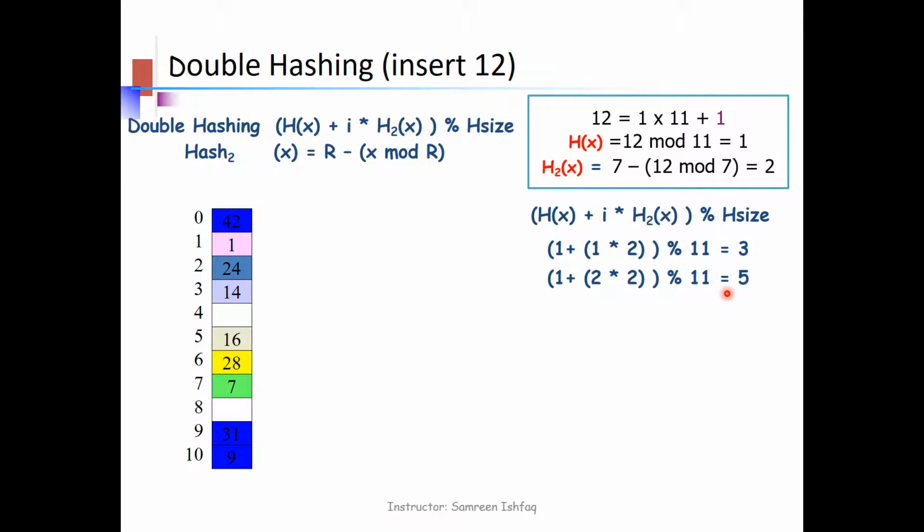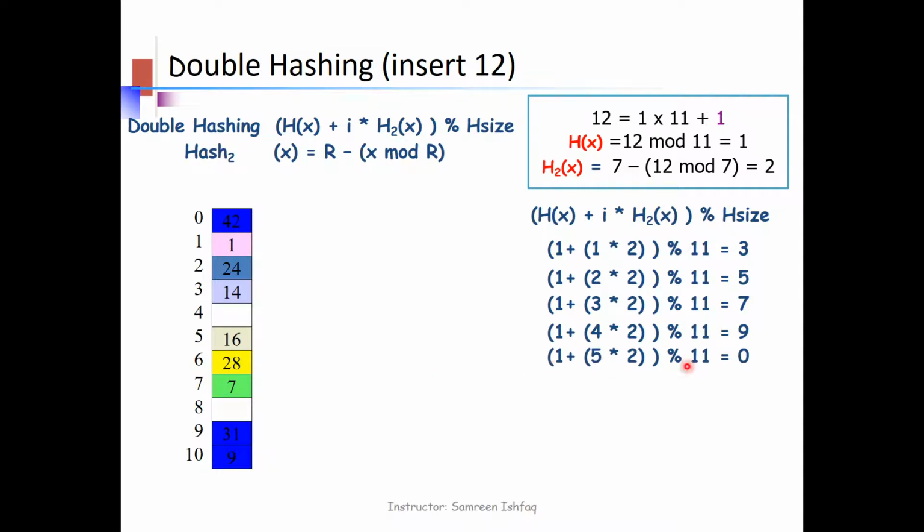So the value is now 5. We will try to insert 12 at index 5, which is already filled. Again a collision occurred. So the total number of collisions till now is 3. 1 plus 3 multiplied by 2 is equal to 7. We will try to insert 12 at index 7, which is already filled. Again a collision occurred. Now we will again compute this formula, 1 plus 4 multiplied by 2, which is equivalent to 9. Again a collision. 1 plus 5 multiplied by 2 is equal to 0.